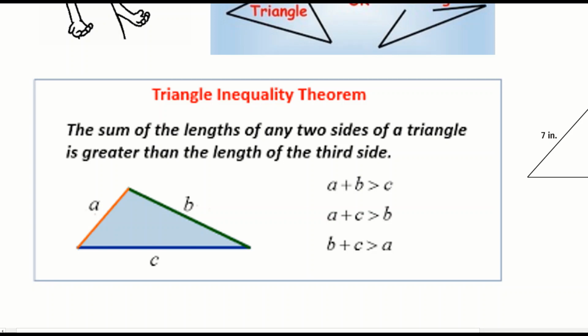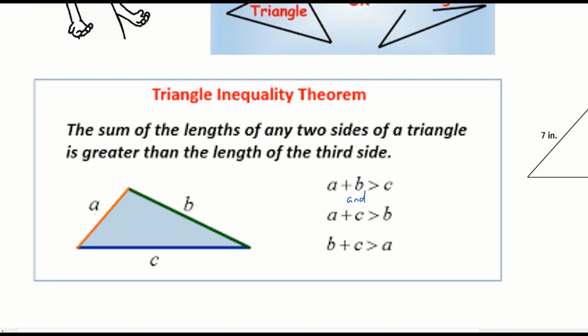Or you can take B and C, add those together. That has to be greater than A, as we can see right here. Now here's the thing about the triangle inequality theorem. All three inequalities have to be true.